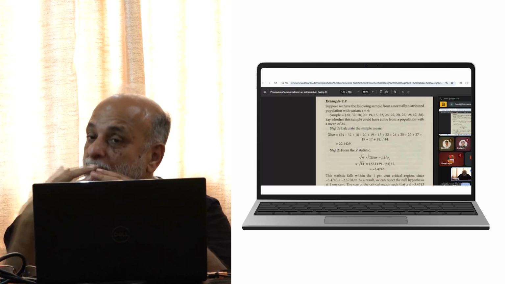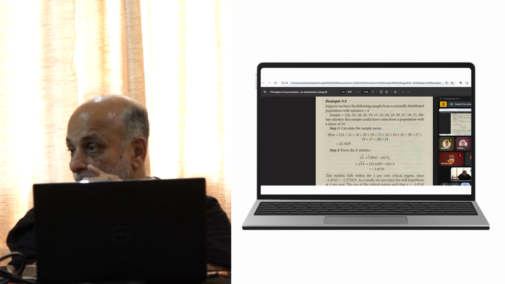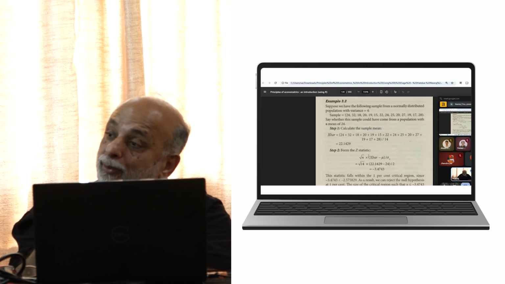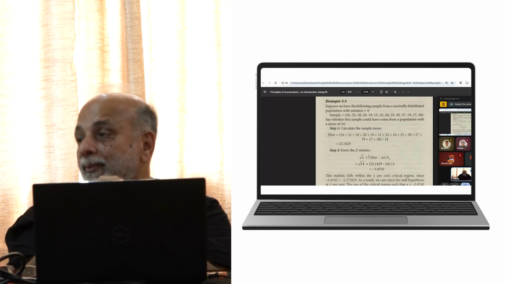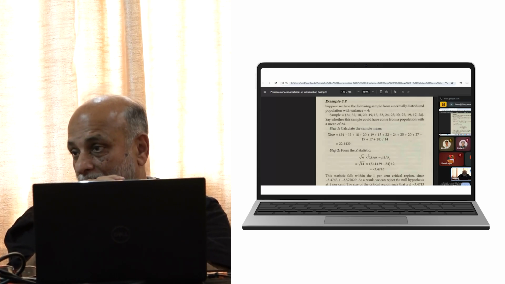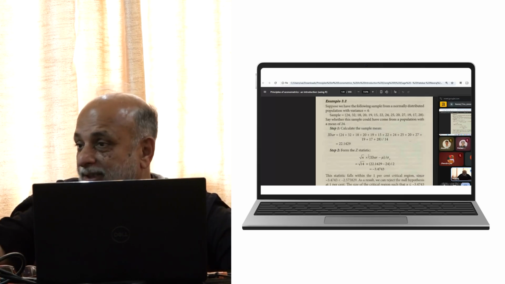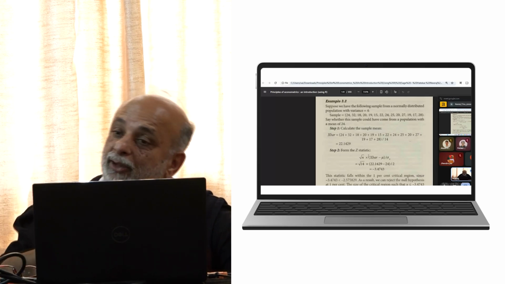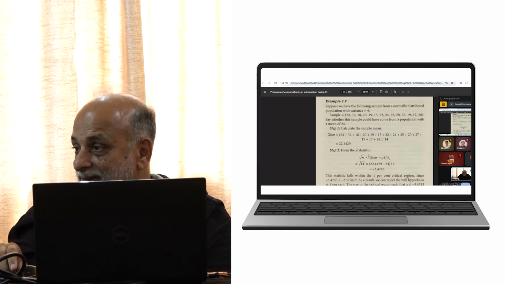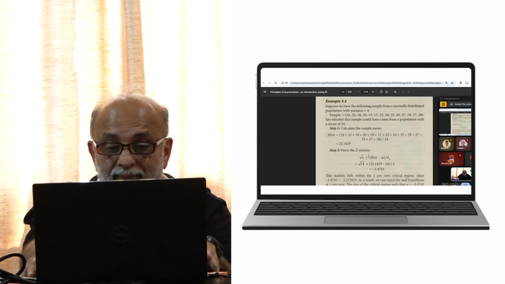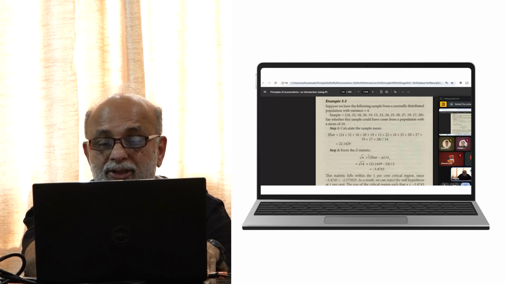But suppose I now ask you a question. You got this value of the test statistic. If I reject the null hypothesis now, what is the maximum probability of type 1 error? So what you will do is take minus 3.47 here, plus 3.47 here, and the area to the left of minus 3.47 and the area to the right of plus 3.47. So you can ask that question.